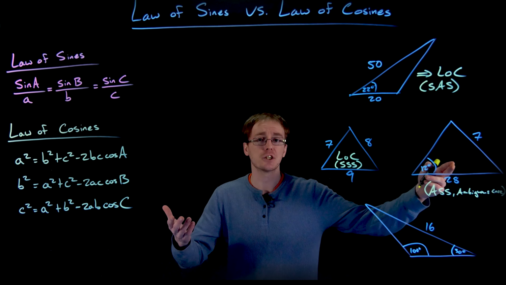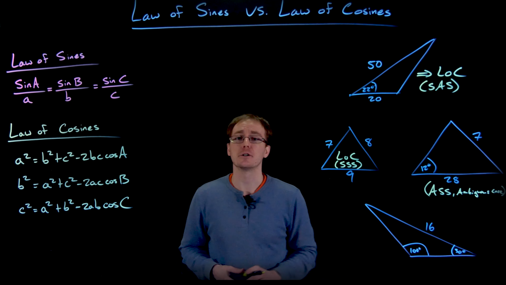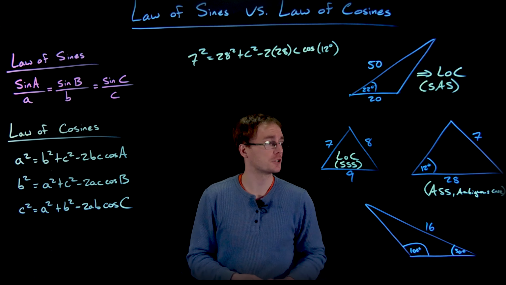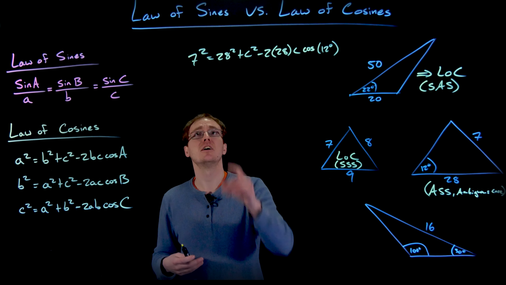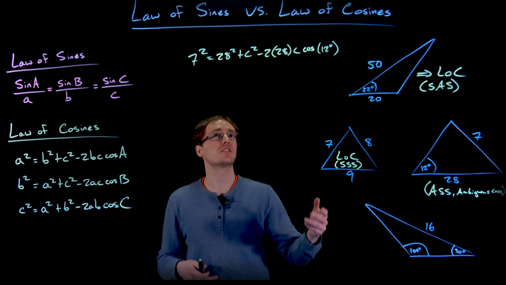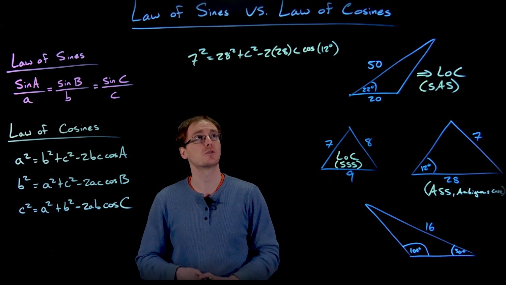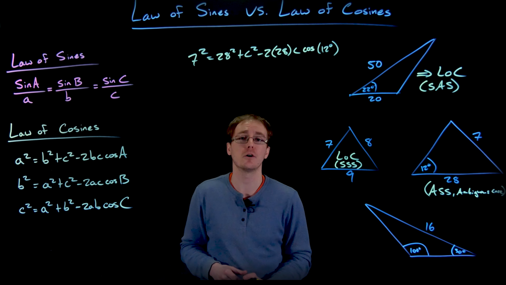Let's go ahead and give that a shot and see what would happen if we tried to use the law of cosines for that third triangle. And so if we tried to plug this provided information for our third triangle into our law of cosines formula, we get this ugly mess. We get 7 squared is equal to 28 squared plus our unknown side length c squared minus 2 times 28 times that unknown side length of c times cosine of 12 degrees.